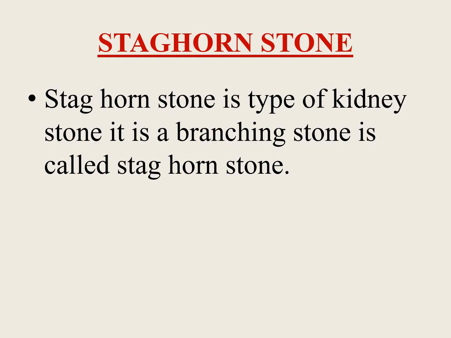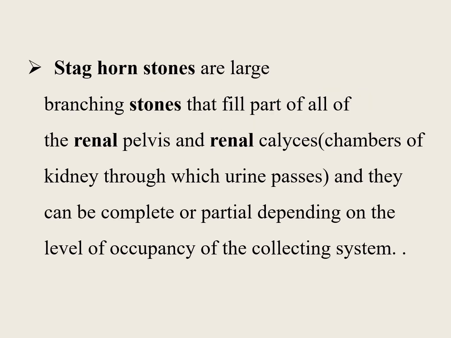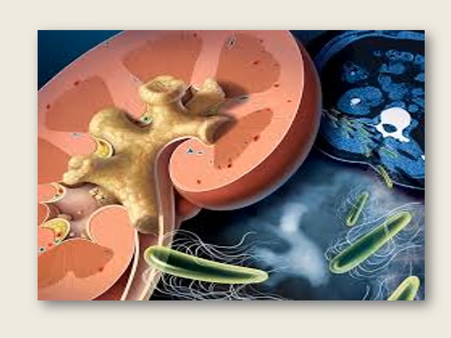Staghorn. A staghorn stone is a type of kidney stone. It is a branching stone. It is called a staghorn stone. Staghorn stones are large branching stones that fill part or all of the renal pelvis and the renal calyces, and they can be complete or partial depending on the level of occupancy of the collecting system. The structure of the kidney in which a branching staghorn stone is present, which blocks the pelvis of the kidney.